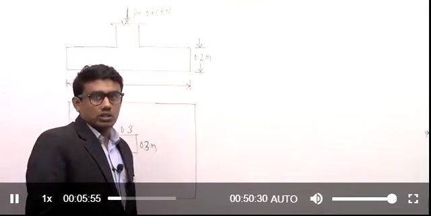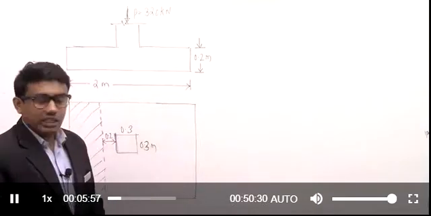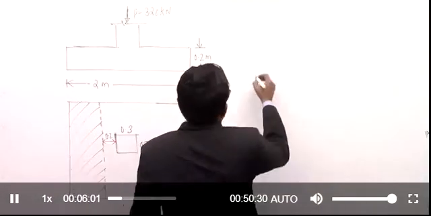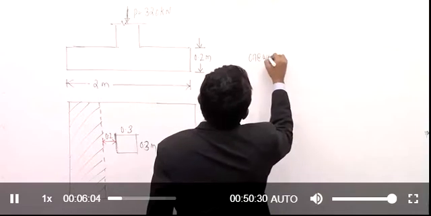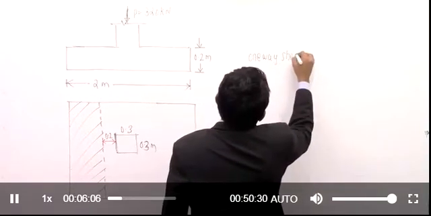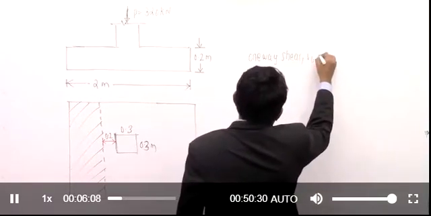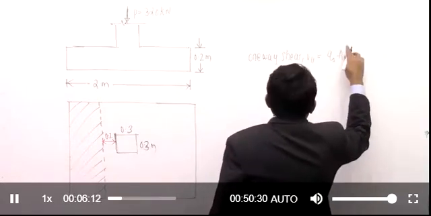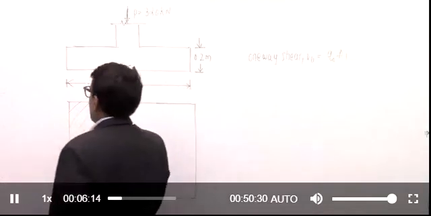Why? Because the shorter direction is critical for one-way shear. So the one-way shear force, let's calculate it. The one-way shear force, that is Vu, will be equal to q0 into A1. I am going to consider this area as A1.